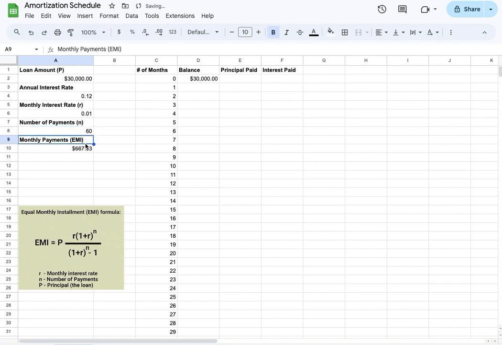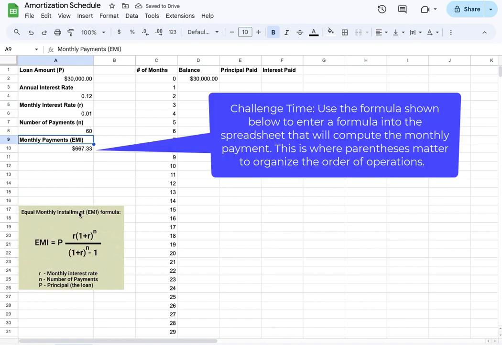Now, the challenge you have, again, you didn't see this. It's not going to pop up automatically for you, but your first challenge is going to be to use this little formula I have down here. You're going to have to work on the syntax to get it to come up using a formula. Remember, equals command. I'm not going to show it to you, but the value you should get is $667.33. So again, take some time, pause the video, and try to come up using this formula down here where R stands for the monthly interest rate, N stands for the number of payments, and P stands for the loan amount, which we're going to call principal or balance. I guess it's actually the principal of the loan.